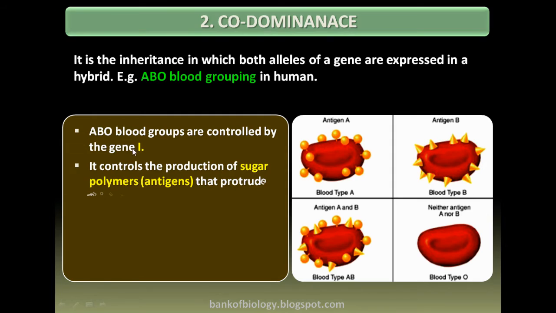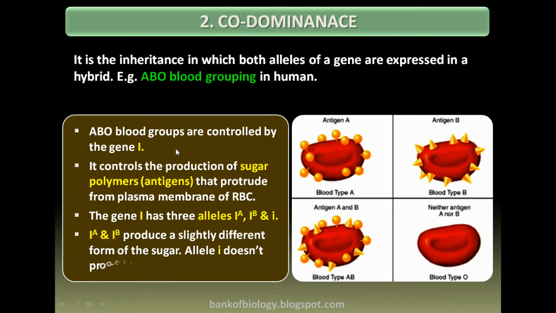This is important: gene I controls the blood groups, and there is production of sugar polymers known as antigens, which protrude from the plasma membrane of RBCs. You are seeing here protrusions of the antigens from the RBCs. If the antigen is A, the blood group is A. If the antigen is B, the blood group is B.